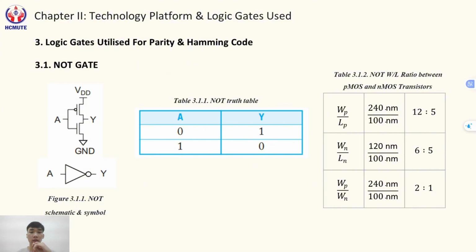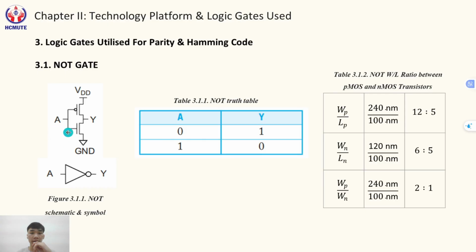And the next part is logic gates used for parity and Hamming code. The first is the NOT gate. This is the schematic, symbol, and truth table of the NOT gate. The structure consists of one PMOS and one NMOS in the pull-up network and pull-down network, connected in series between VDD and GND.